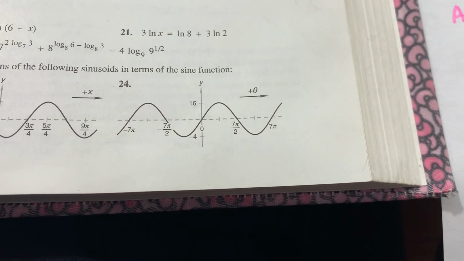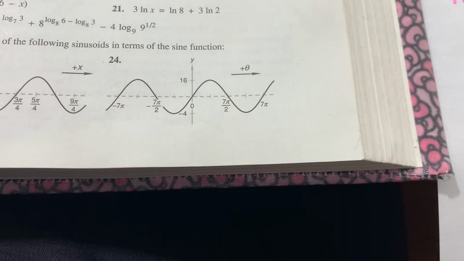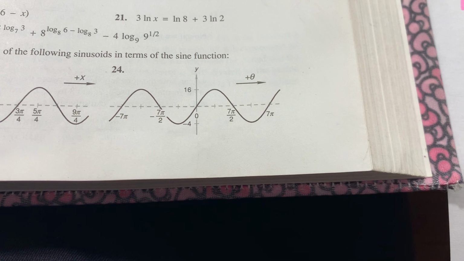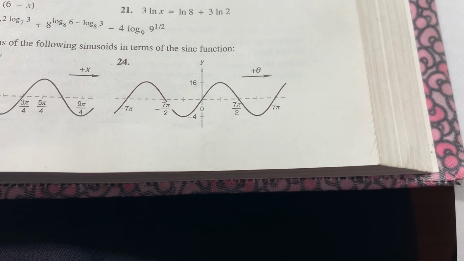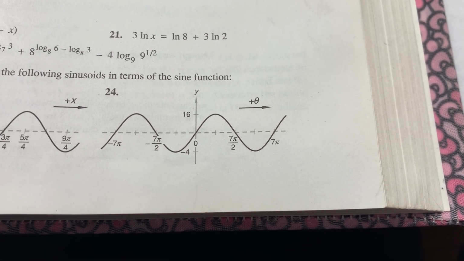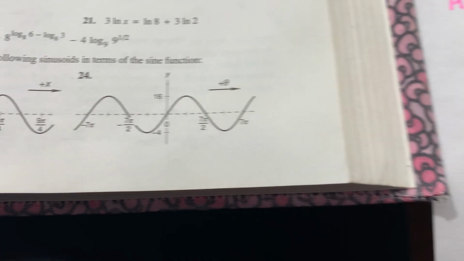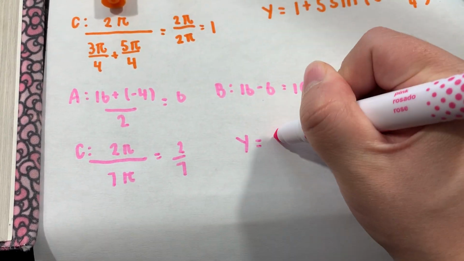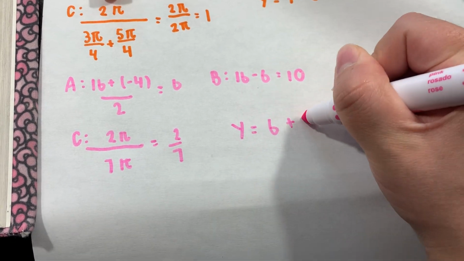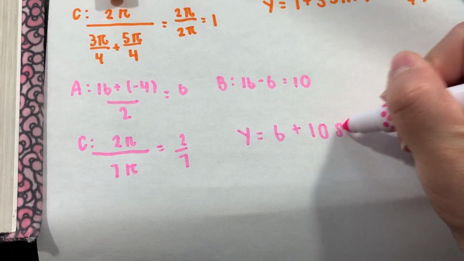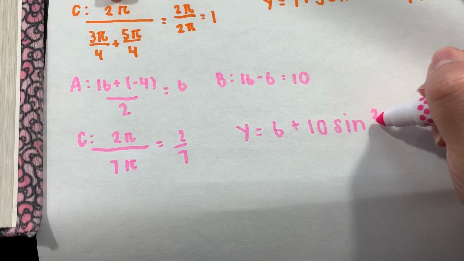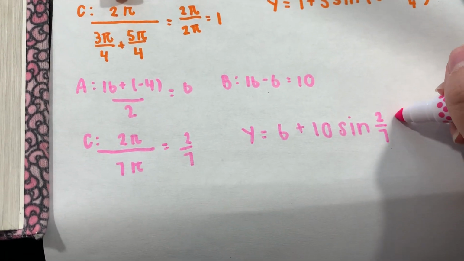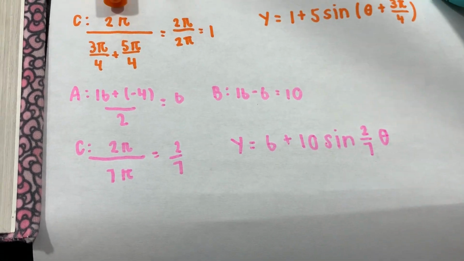This is already a positive sine function because when x and y are crossing, it's sloping up. So we don't have to do a phase shift, so there's no d in that equation. Meaning that our result is just going to be y is equal to 6 plus 10 sine c, which is 2 over 7, and theta, because there's no phase shift.